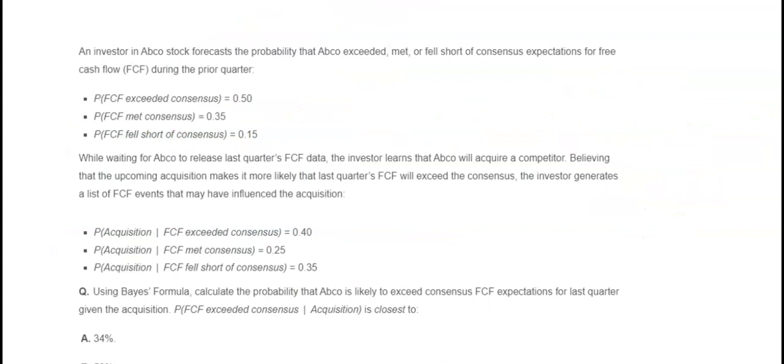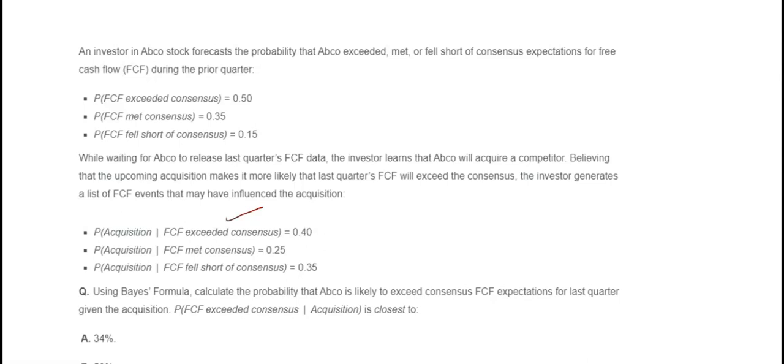An investor in APCO stock forecasts the probability that APCO exceeded, met or fell short of consensus for free cash flows during the prior quarter. FCF exceeded 50%, met 35%, fell short 15%. While waiting for APCO to release last quarter FCF data, the investor learned that APCO will acquire a competitor, believing that the upcoming acquisition makes it more likely that last quarter FCF will exceed the consensus. The investor generates a list of FCF events that may have influenced the acquisition: the probability of acquisition if exceeded the consensus, met consensus, and fell short of consensus.